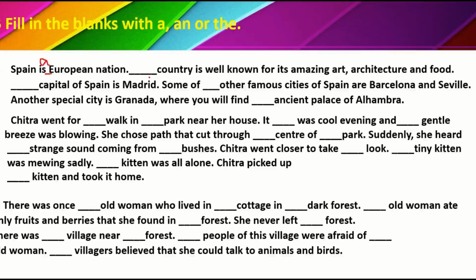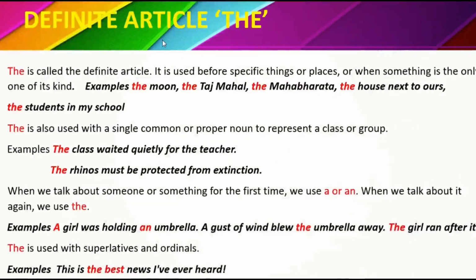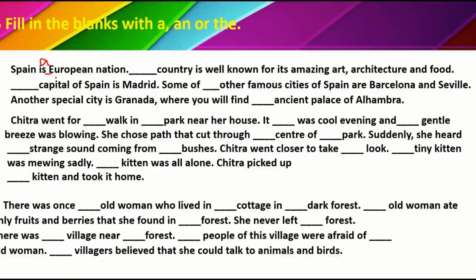Dash country is well known for its amazing art, architecture and food. Here you can look at the second one, the country which you are talking about. The country which we are talking about is Spain, right? It is talking about this European nation, this European country. So we have to use the, because it is talking about this country Spain. So the country is well known for its amazing art, architecture and food.